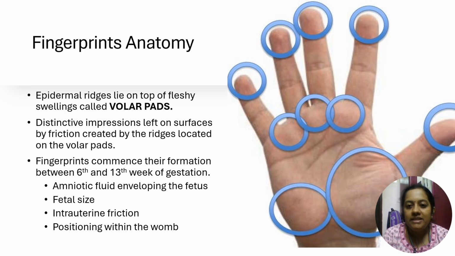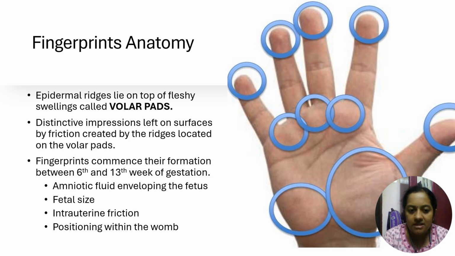This is the fingerprint anatomy. You can all see the fingerprints which are there on your palm surface as well as your fingers. You can see the fleshy regions over the endings of the fingers as well as at the tip of the fingers, and these are called volar pads. Distinctive impressions which are left on the surfaces, created by ridges and furrows, come from the volar pads.